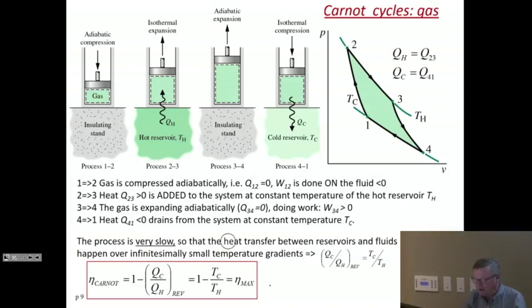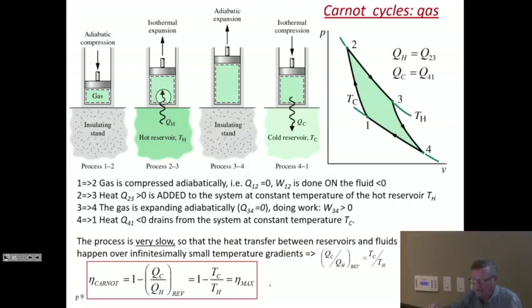So the process is very slow, so the heat transfer between reservoirs and fluid happens over infinitesimally small temperature gradients. You don't change. Okay, now you're going to be taking a system and you touch it, you bring it from here to a hot reservoir. And now you let the heat penetrate the system nice and slowly, again to have the transformation locally quasi-equilibrium every time. So you add heat to that thing.